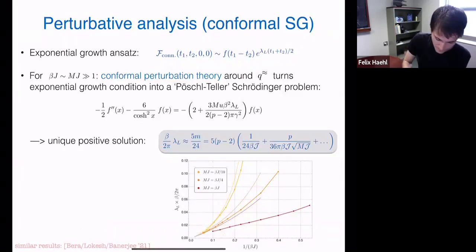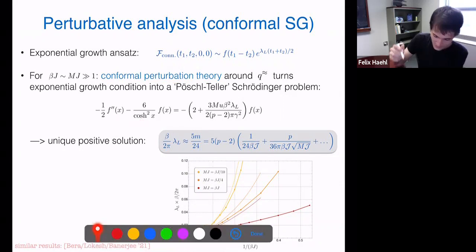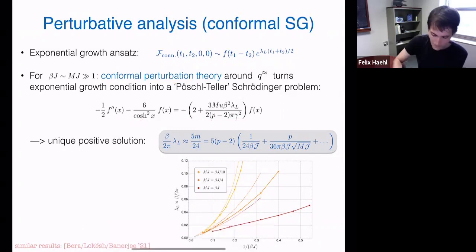So we find this exponential growth condition turns into a Schrödinger problem, and as a Schrödinger problem, it's well known what are the energy levels of that. The energy levels translate. So the energy is here the right-hand side, and that translates into allowed values of the Lyapunov exponent. And we find that there's precisely one allowed value which is positive, and we can compute it perturbatively.